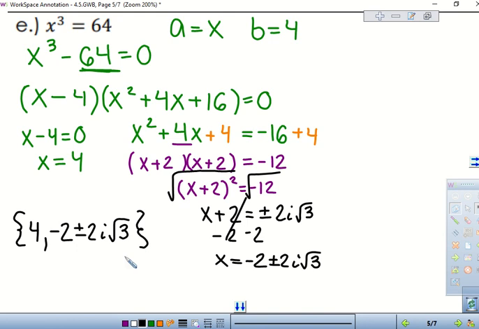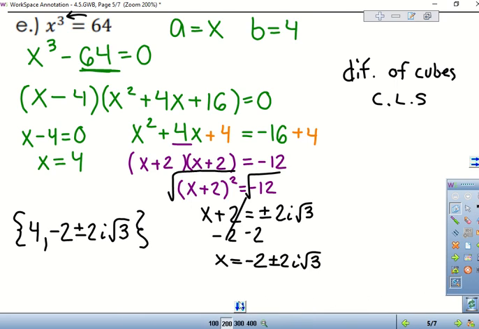So how many total solutions are there? 3. How many of those are imaginary? 2. How many are real? 1. Does that make sense for the degree of the polynomial? Yes. The methods we used were difference of cubes, and then we used completing the square. So those are the 2 methods that we used. Oftentimes you will have to use a combination of different methods. Okay?